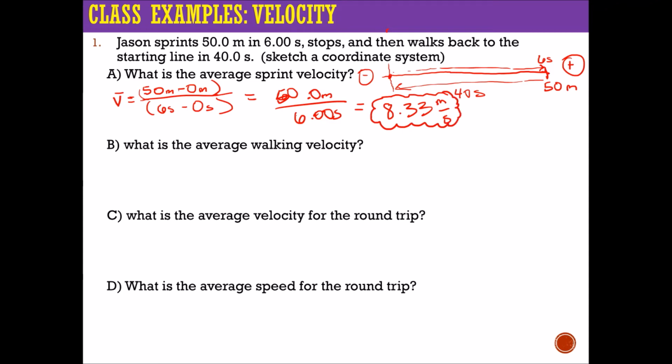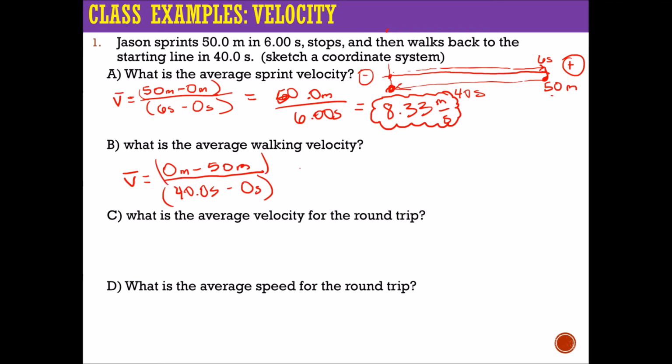Bubble in your answers or highlight them. For B, what is the average walking velocity? Average velocity equals final displacement, which was here. So final displacement was 0 meters minus the initial position. He started at 50 meters when he started walking, divided by the final time, which would be 40 seconds, minus the initial time, 0 seconds.